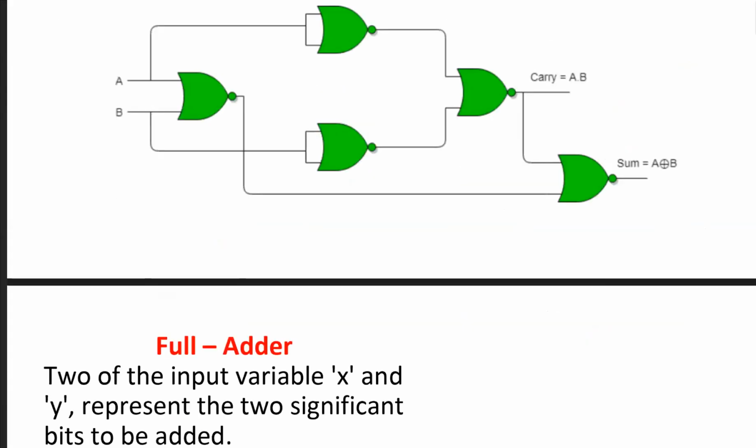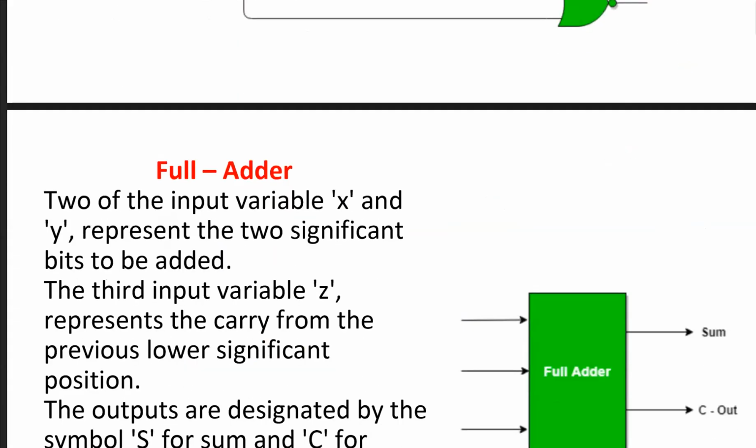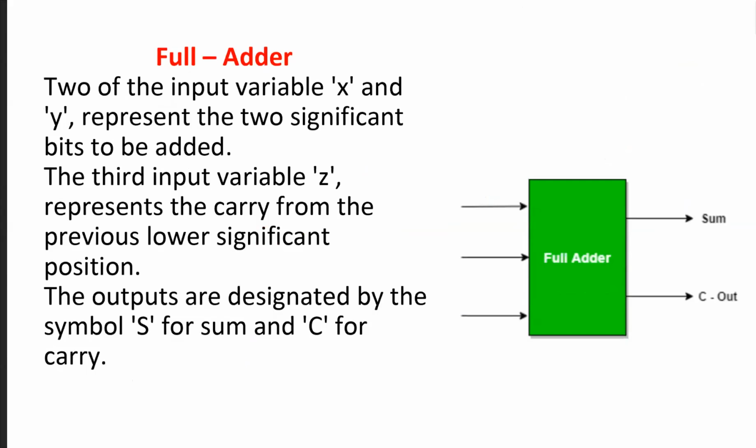We will go with the full adder circuit. For the full adder circuit, we have three input variables and two outputs, the sum and the carry. Now what they are telling in full adder, if you read the theory just beside, is that two of the input variables, x and y, represent the two significant bits.